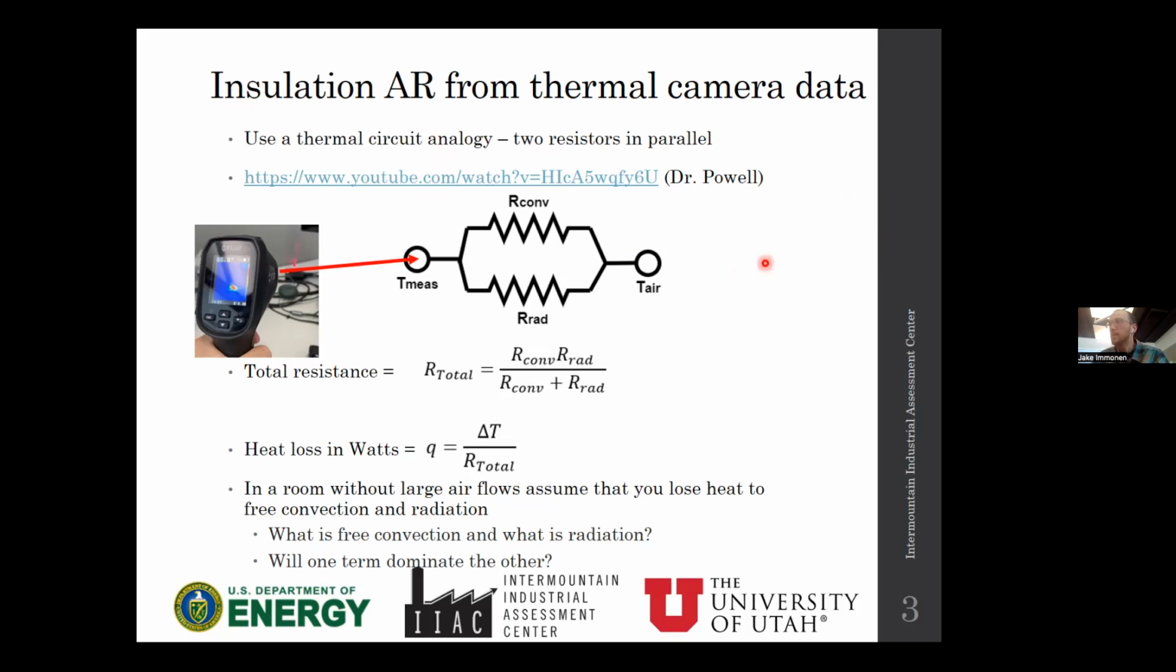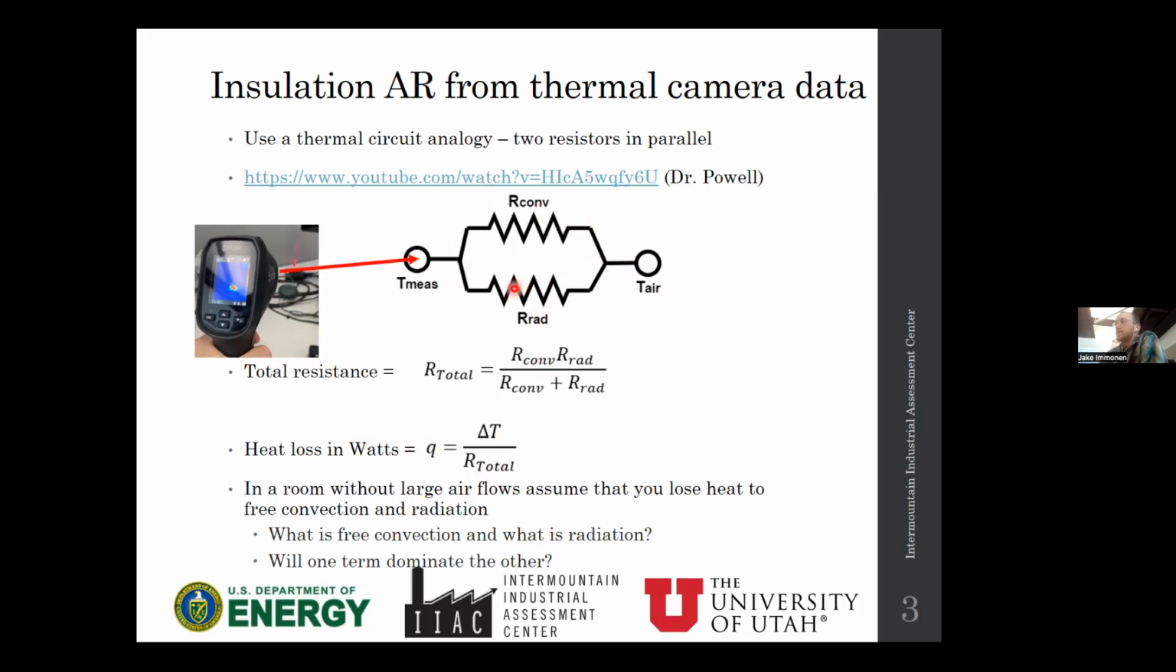For the thermal circuit analogy, you can calculate heat loss if you find the resistance between 2 points. One of our points is our measured point with our thermal camera, and generally our other point is going to be the temperature of the air. If we can find what's called the thermal resistance between these 2 points, and we know this temperature difference, then we can find our heat loss in watts, this Q value. What's generally most involved in this calculation is finding this total resistance.